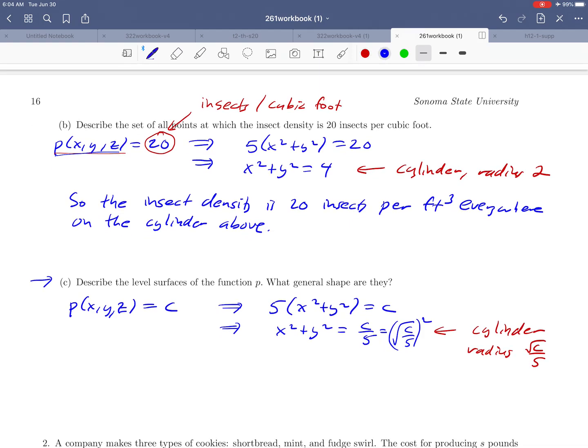Just to actually answer the question that they asked us, we could say something like this. The level surfaces are cylinders centered along the z-axis. And we have finished the problem.